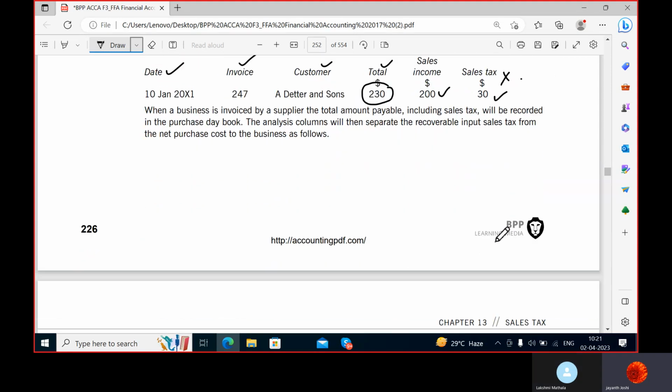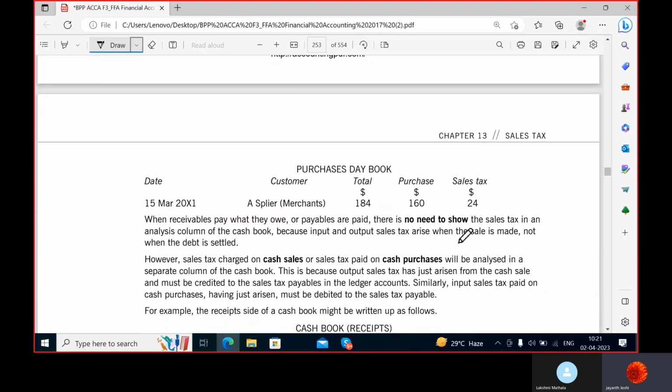Now what's the scenario of purchase day book? Same, when we are purchasing from certain merchants or a certain supplier. In that scenario, this is a mistake. They shouldn't write it as customer. They should write it as supplier.